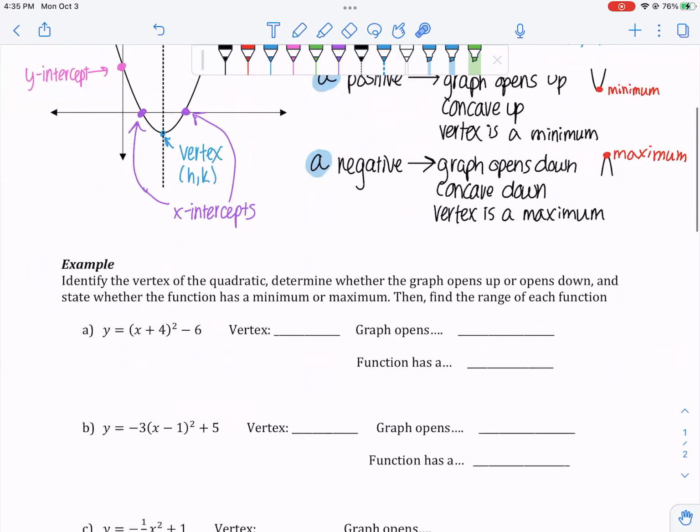All right. So here we have y equals (x plus 4) quantity squared minus 6. And let me just rewrite the vertex form right here so it's visible. Out front, where the a would be, there is nothing, which means it's a secret 1. So our a value is 1.